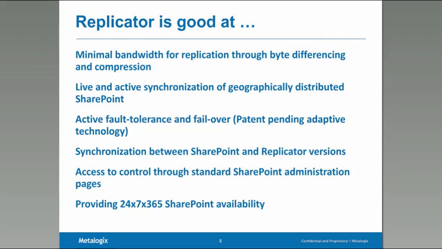And so just like we provide support 24/7, 365, Replicator can do that for your users and bring the content closer to where they need to collaborate. So you can have it in Europe, have it in the US, and have them act quickly on the information exactly where they're from.